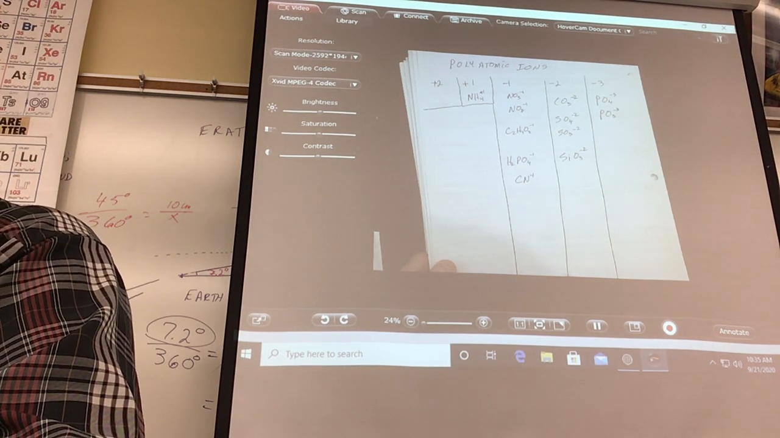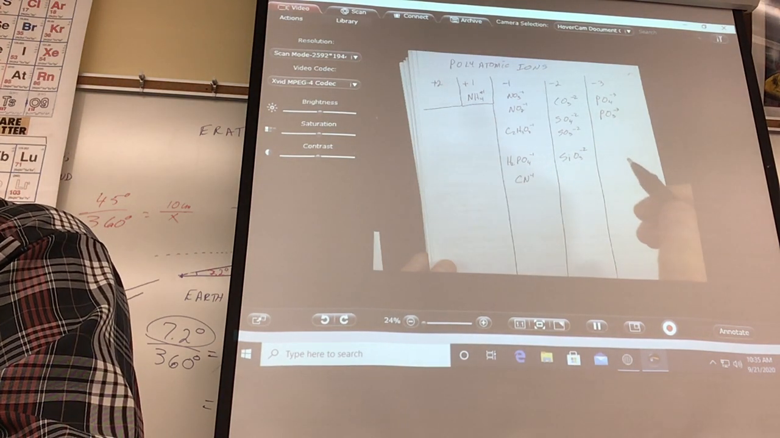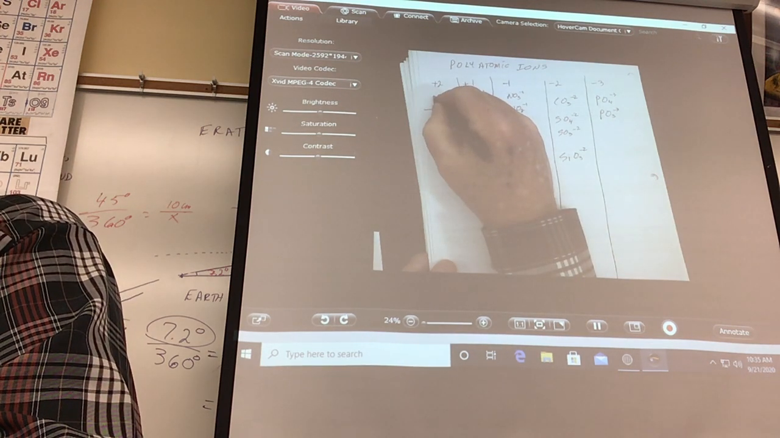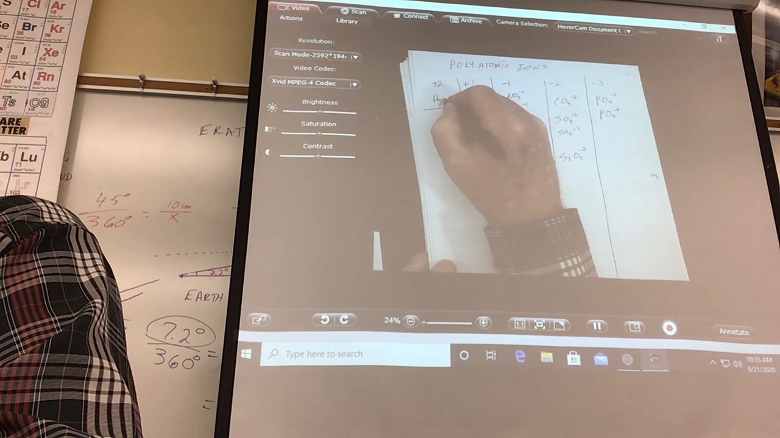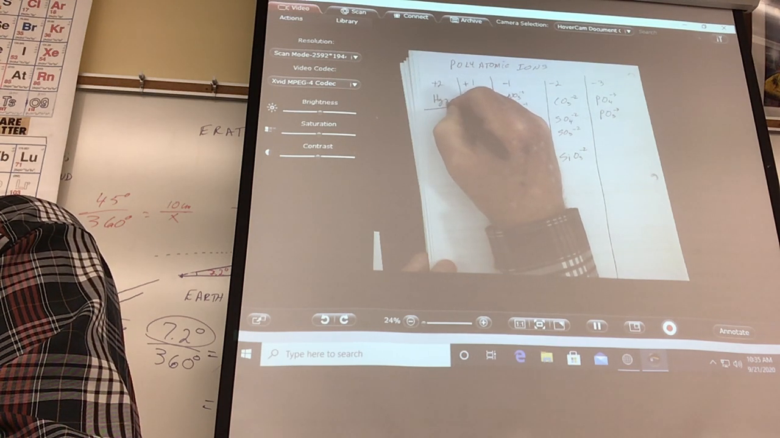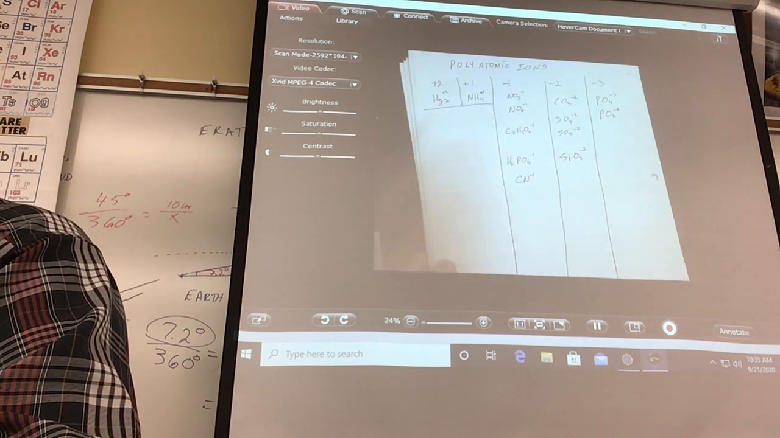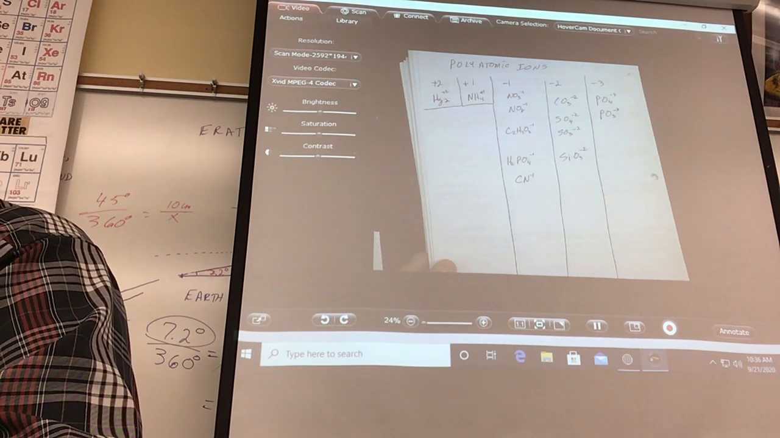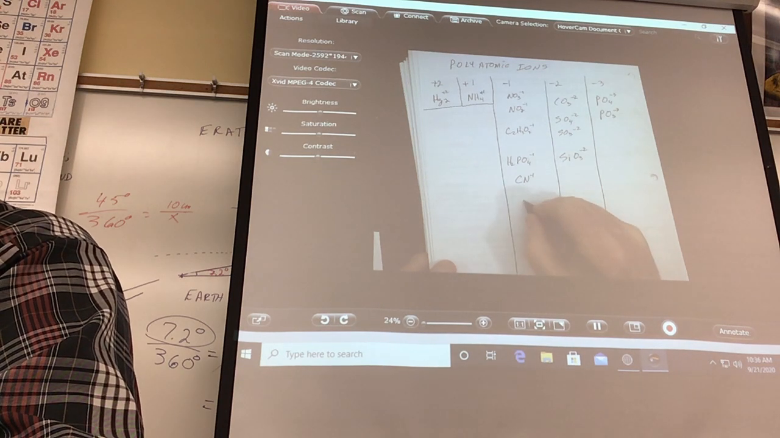Mercury 1, +2. What's the charge? It's +2. How do you write it? H2, or wait, Hg2. Say it again. Hg2. Okay, so diatomic mercury, Hg2 +2. Very good. We're on a roll.